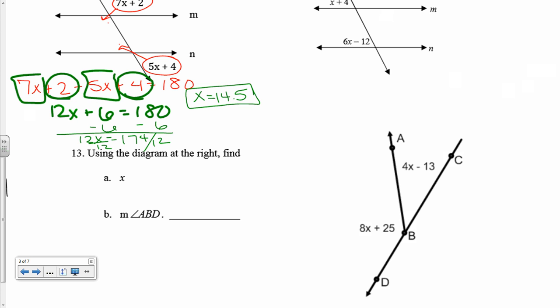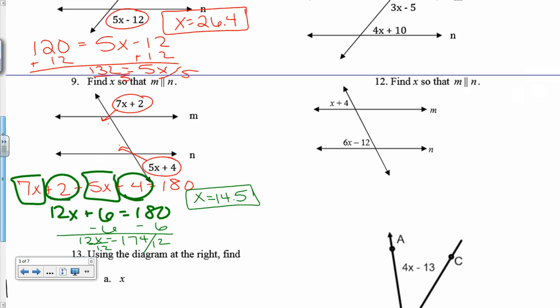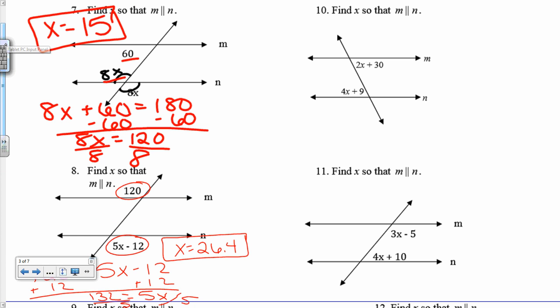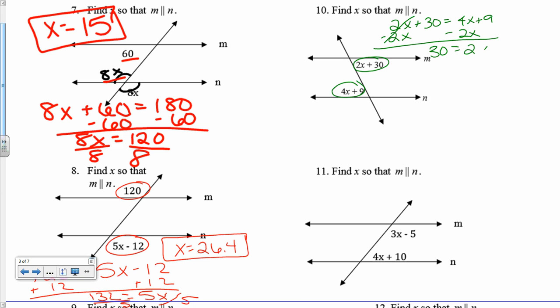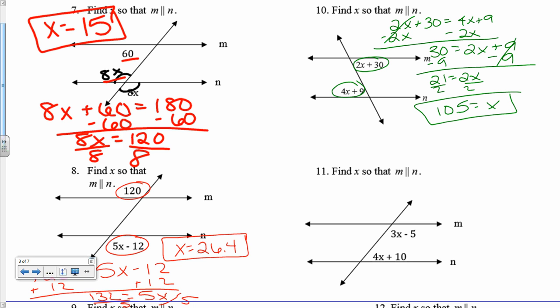All right, so I'll go back up to number 10. I have alternate interiors, so these are congruent. 2x plus 30 equals 4x plus 9. Subtract my 2x. I get 30 equals 2x plus 9. Subtract 9. 21 equals 2x. Divide by 2. So x is 10.5.